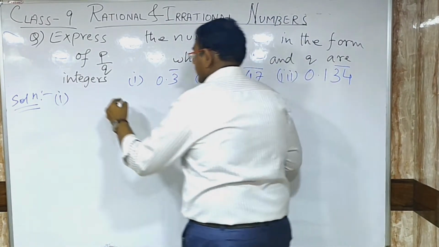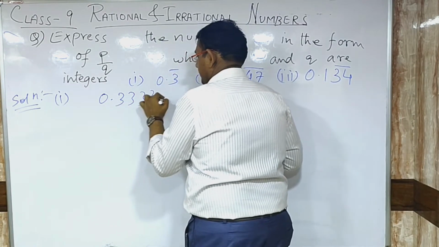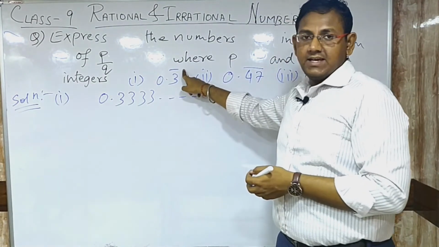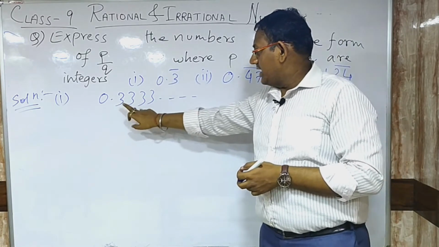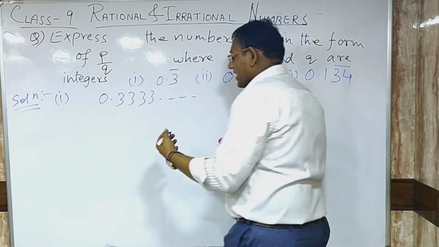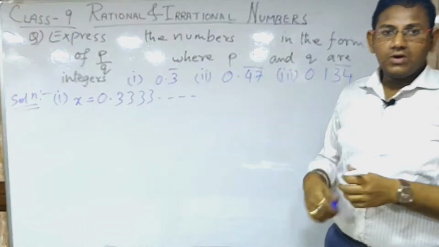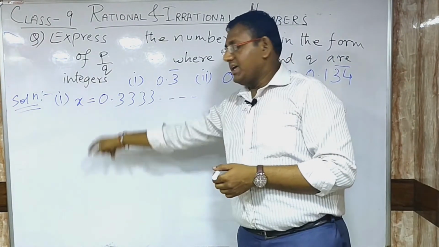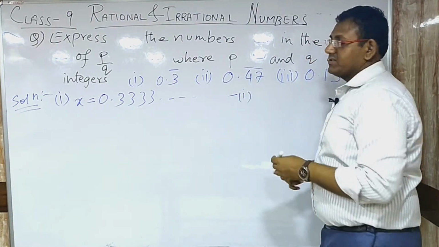In this particular case, we can represent the recurring number in this form, because the recurring sign is present on top of 3. So we can say that this 3 repeats itself, and we will get this number. Let us consider this to be x. So we are basically considering the value to be x, and we take this to be equation 1.